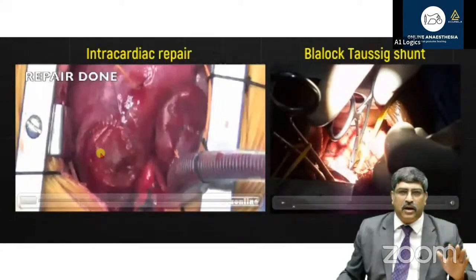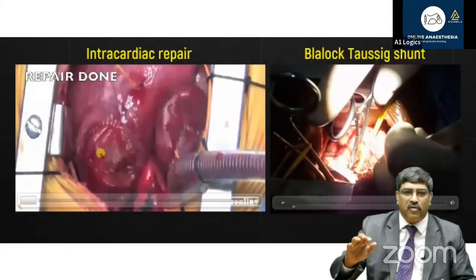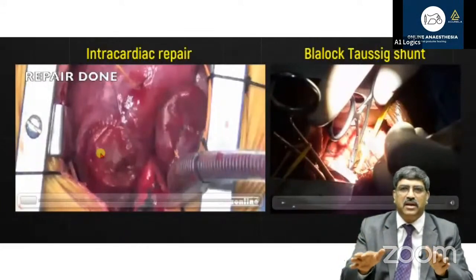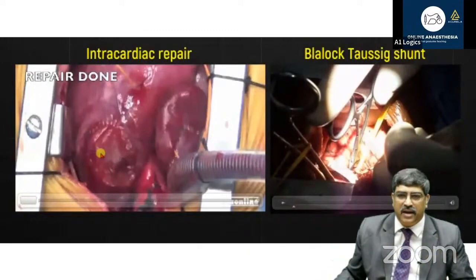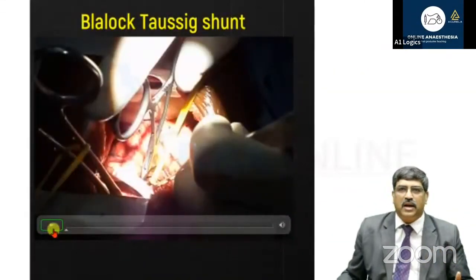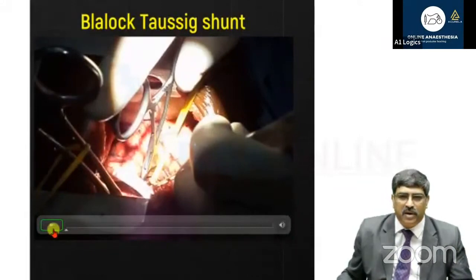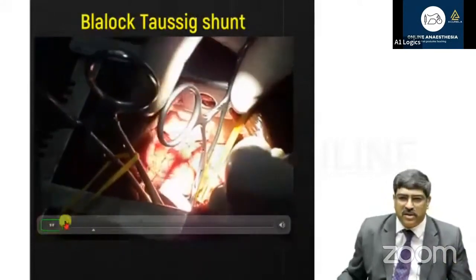This is intracardiac repair. Basically, you resect the muscle mass across the right ventricular outflow tract and close the VSD, then place the patch over the outflow tract. That is intracardiac repair. Some patients you can't do an intracardiac repair, or might be in the newborn period, where you do what is called the BT shunt, blood lock toxic shunt.